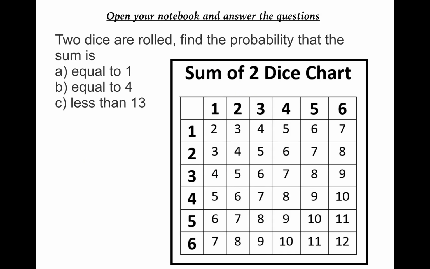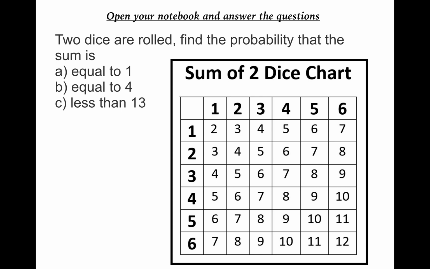Okay, open your notebook and answer the questions. So there are A, B, C questions. 2 dice are rolled. Find the probability that the sum is equal to 1, or equal to 4, or less than 13. Now I'll give you a bit of time before I show you the answer.